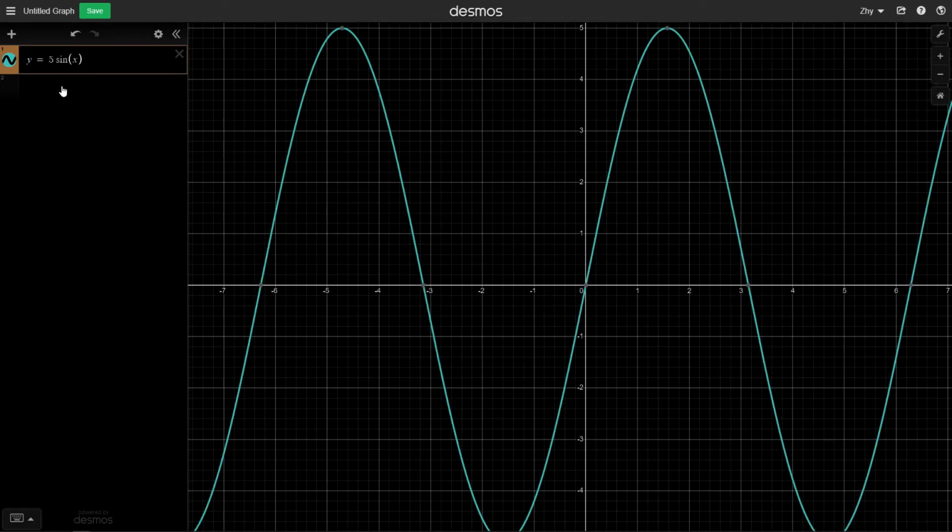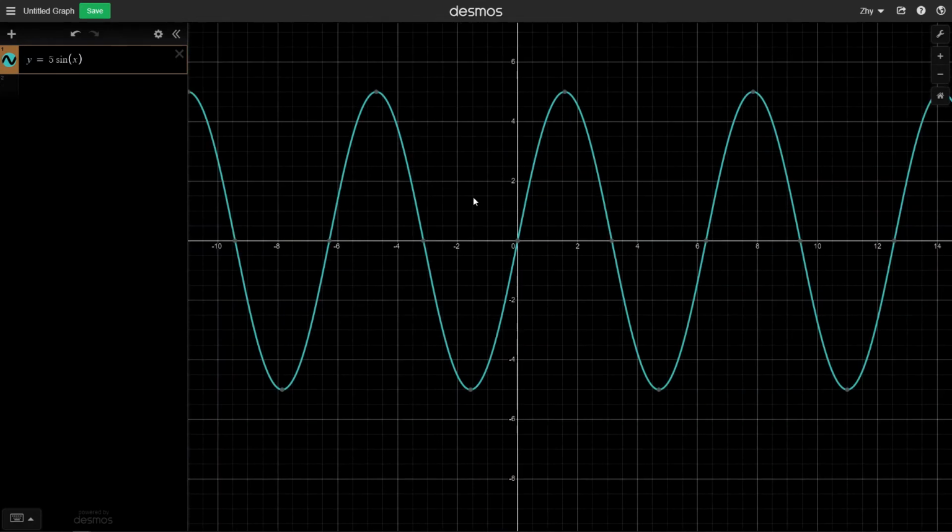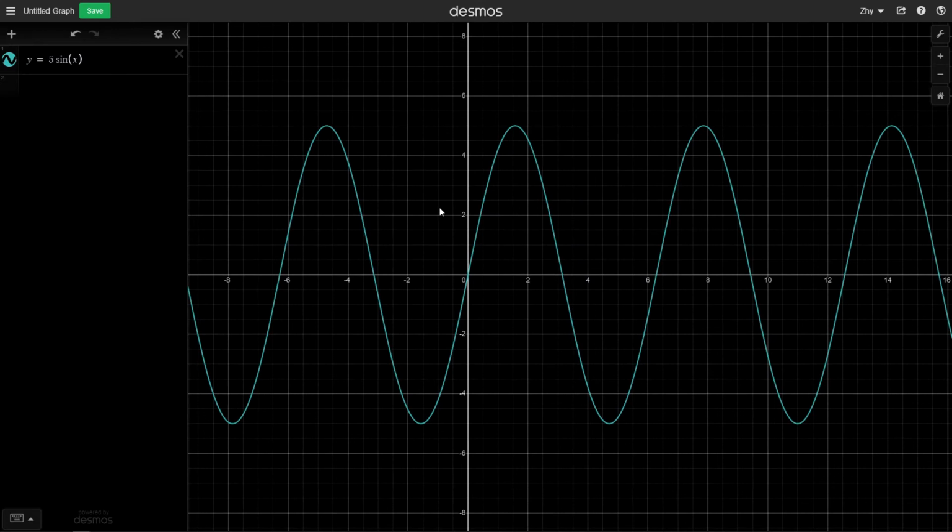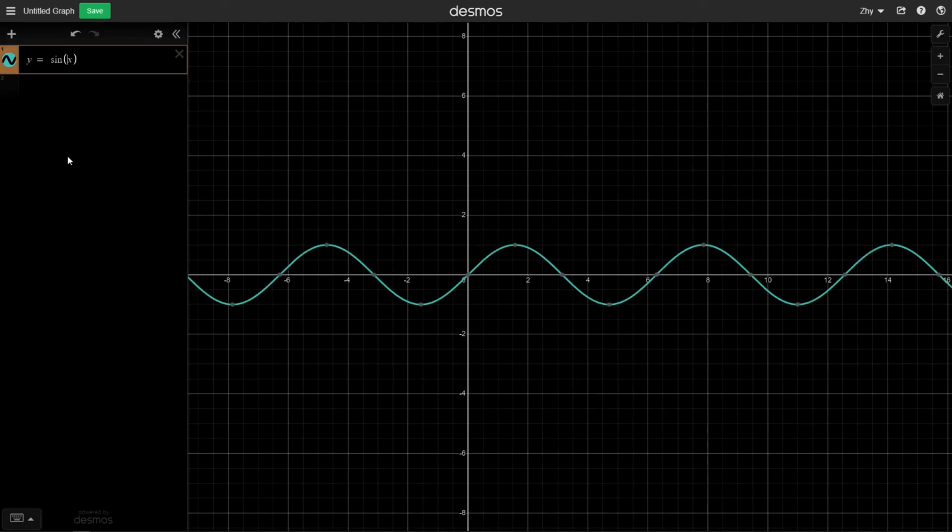If I put 5, it increases even more, without changing the frequency of your wave. The frequency is the number of cycles. So what changes is only the amplitude. Okay, now, what will happen if I put 2 inside, next to the x?